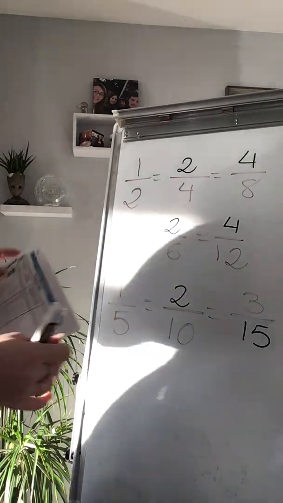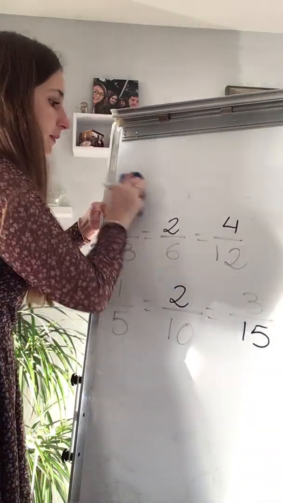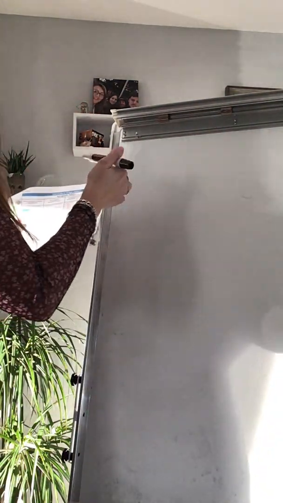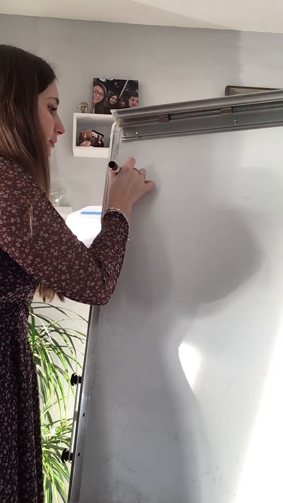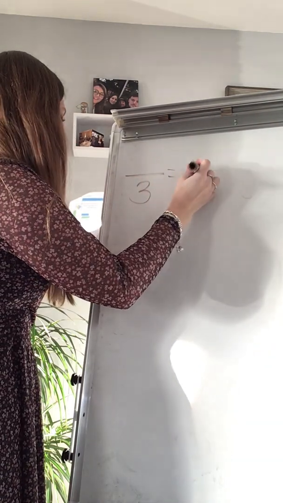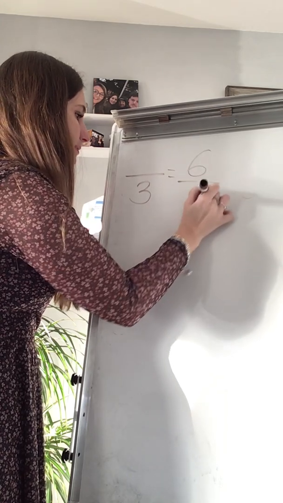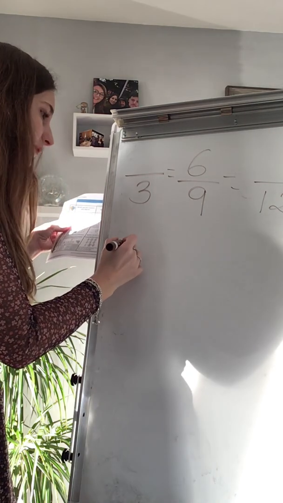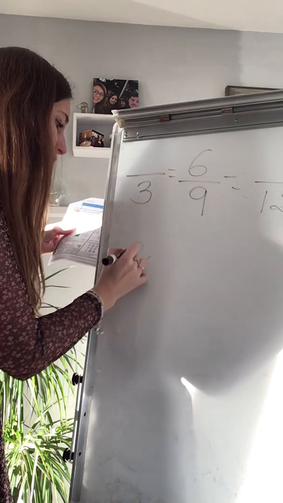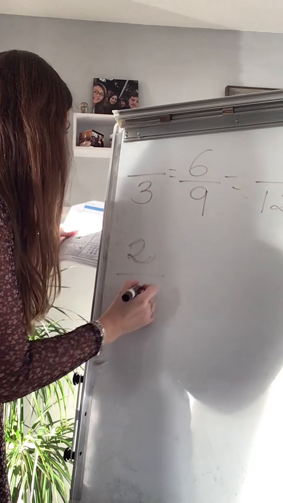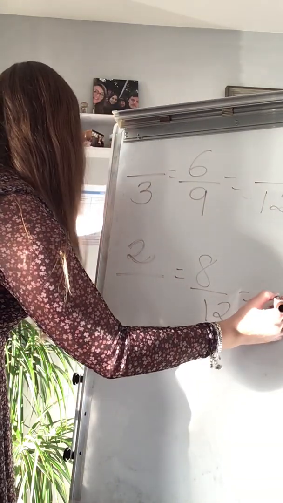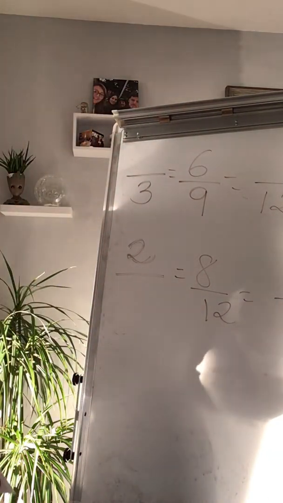We have 2 more to do. Okay, right. Then you have something thirds equals 6 9ths equals something 12ths. And 2 something equals 8 12ths equals something 6.